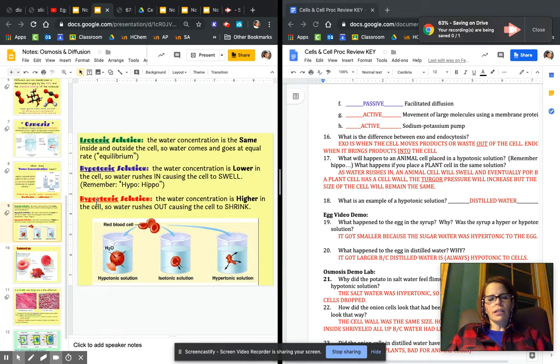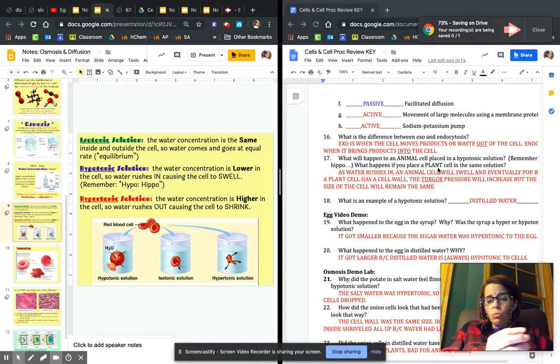Isotonic, hypotonic, hypertonic. With hypotonic, you're going to remember hypo-hippo. So if the cell starts to swell or the pressure inside of it increases, that's a hypotonic solution. If the cell shrinks, like what would happen if you were drinking salt water, then that's a hypertonic solution. So let's see what the question said. What will happen to an animal cell placed in a hypotonic solution? And what happens if you place a plant cell in the same solution?